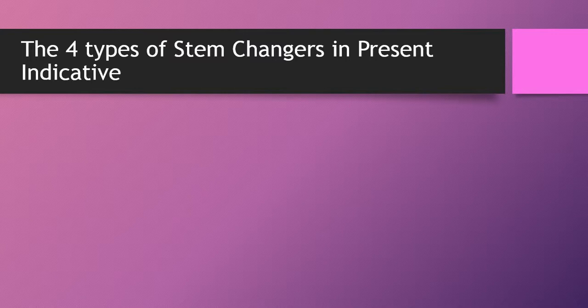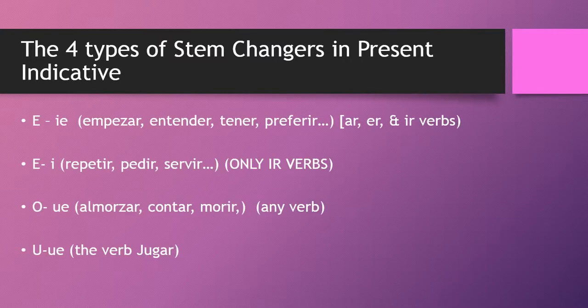And really there are only 3 types, but a fourth one I've added here just because it does still stem change. However, it's going to be the only verb within that category. So we have E to IE verbs. And what that means is that, remember again, here's my stem. I've got empez. So within this stem, one of my E's is going to change to IE. We're going to talk in a second about which E that's going to be. Notice here that I added at the end that E to IE verbs within this category, it could be any verb, an AR, ER, or an IR verb.